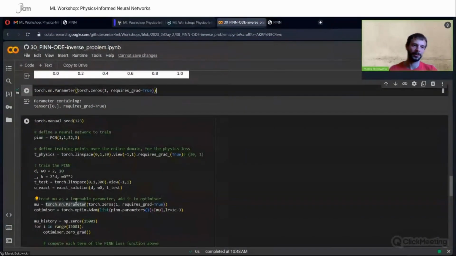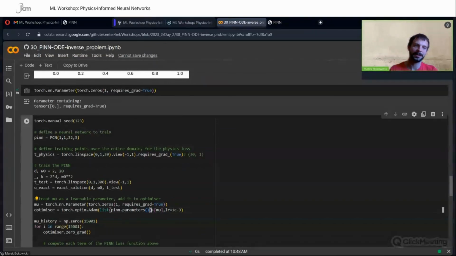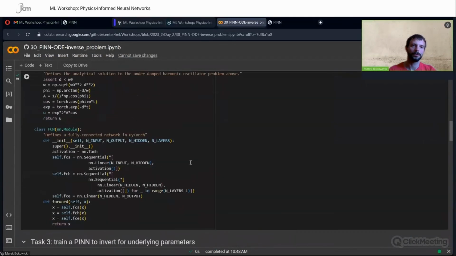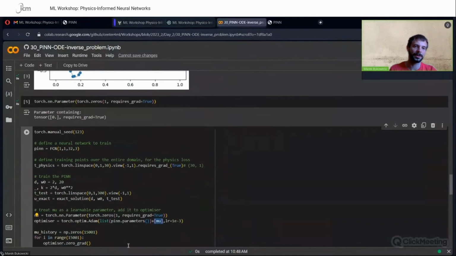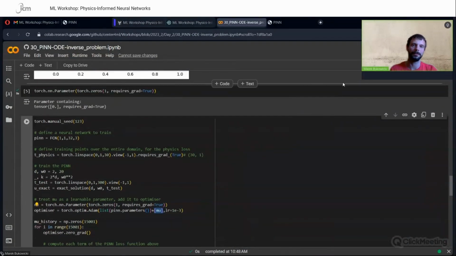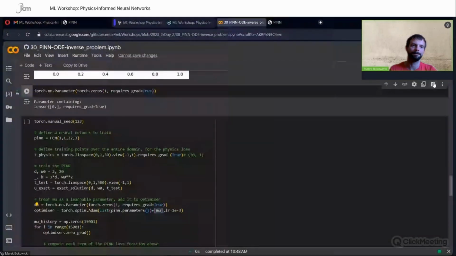So here is our new mu, and to our optimizer we concatenate the list of parameters of the neural network with the new parameter, which is interpretable, unlike parameters in neural networks, which are just weights. This one is very interpretable, and we know its real value, which is 2, I think. Yeah, we'll see it later. And we start from 0. You could start from other values, but why not from 0?